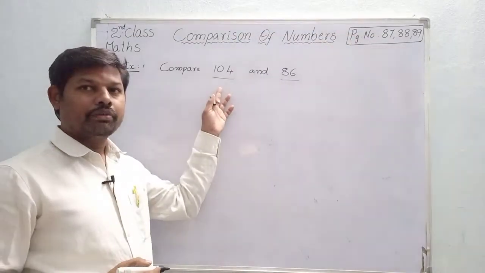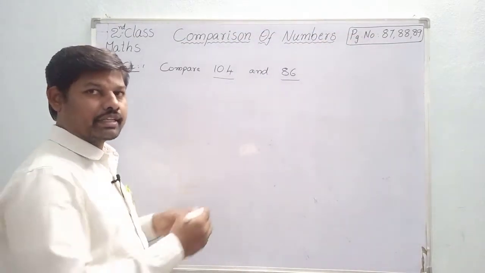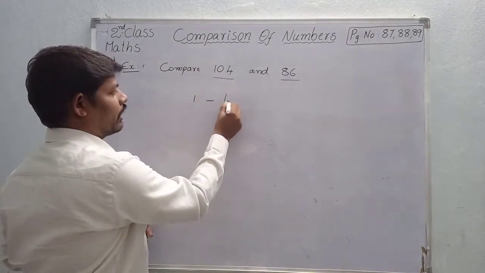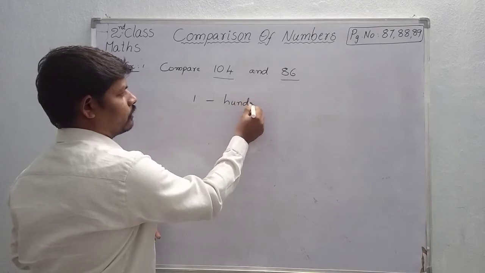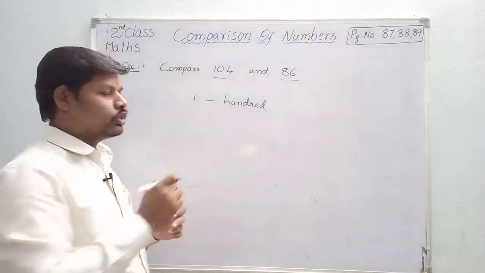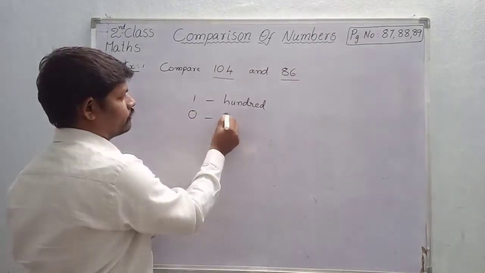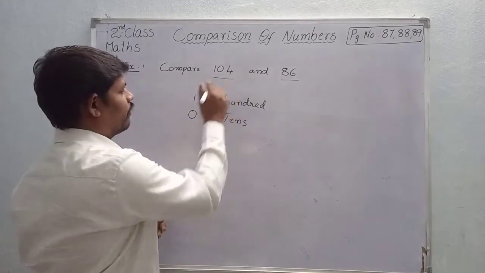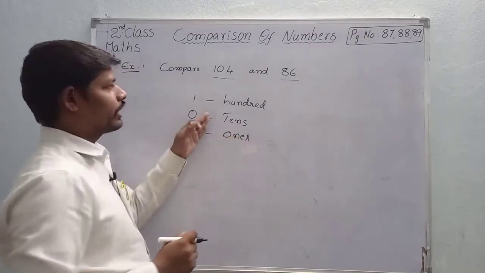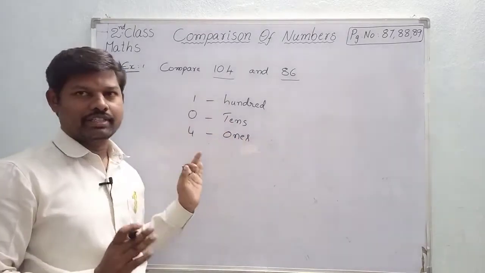So if you observe 104, how many hundreds are there? Only 1. That means 100. How many tens are there? 0 tens. How many ones are there? 4 ones. So like that you can understand. That means here 3 digits are there.